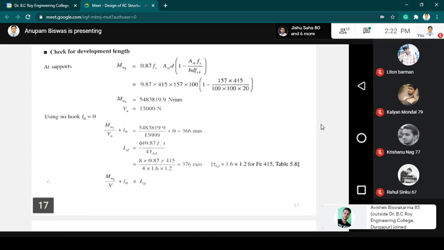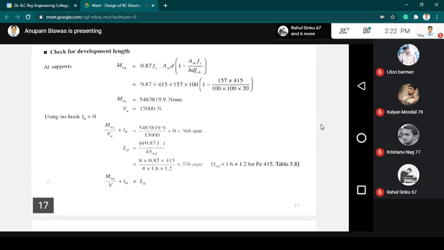Vu value is known. Now since we are not considering any hook for the slab, the value of M1 by V plus L naught, where the value of M1 is 5483818.9 Newton mm, divided by 15,000 Newton, comes out to be 366 mm.